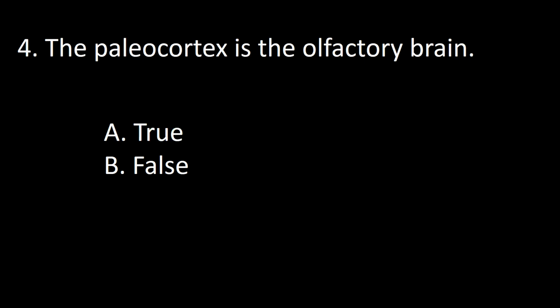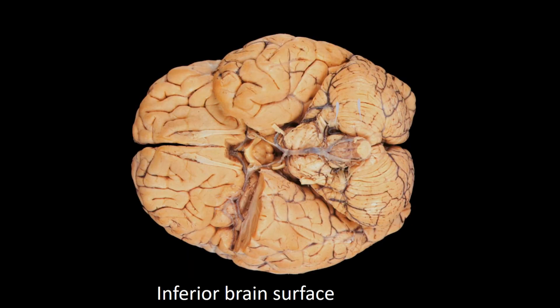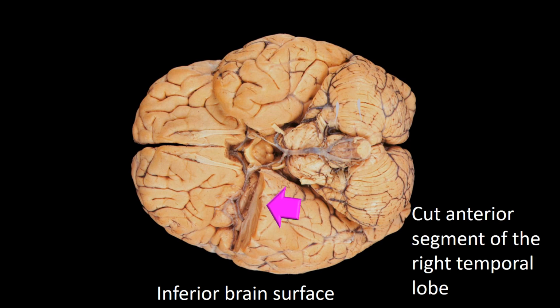Next question. The paleocortex is the olfactory brain. A, true; B, false. This is an inferior view of the brain. You can see the cerebellum and the brainstem hiding some of the cerebral cortex. Now I want to call your attention to the cut and removal of the anterior segment of the right temporal lobe, which was done to be able to appreciate the part of the inferior surface of the frontal lobe that was hidden by the anterior segment of the temporal lobe.